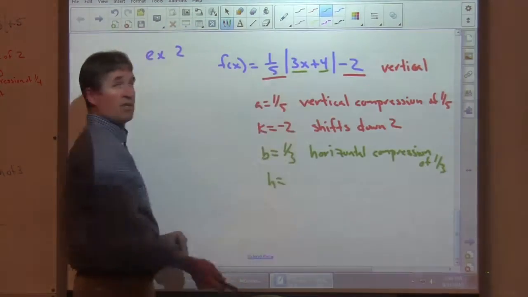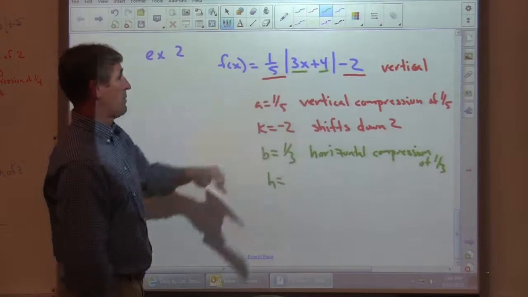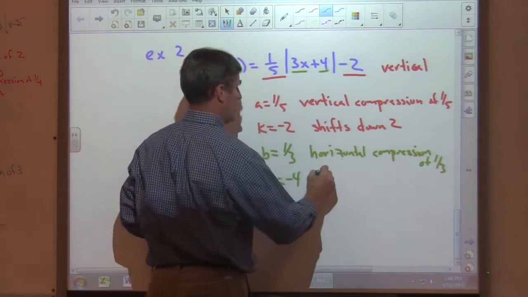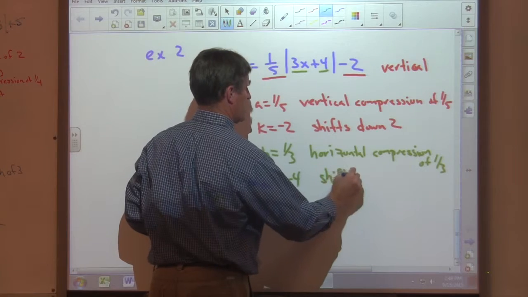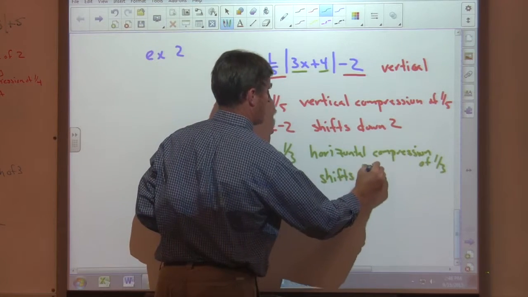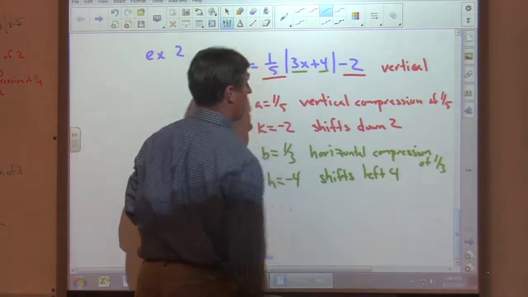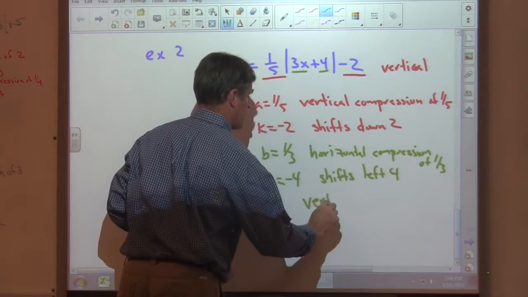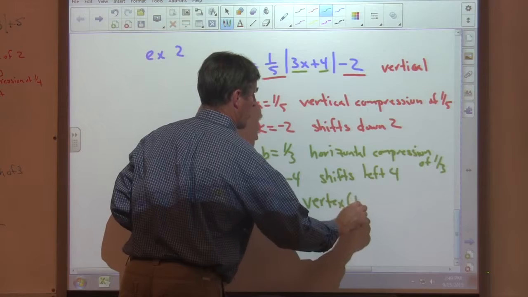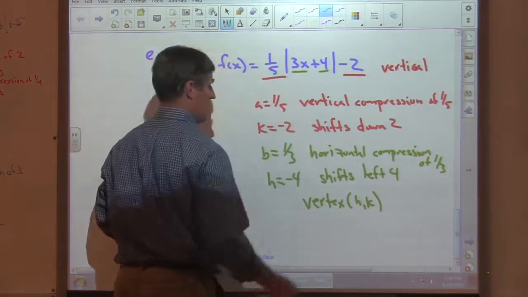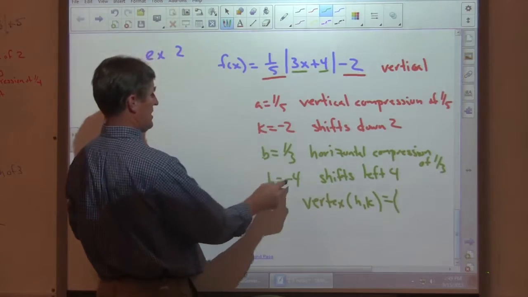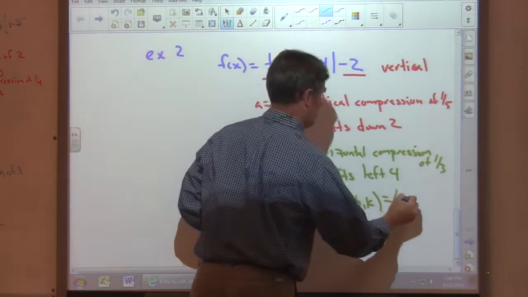And the last thing we need to take care of is the 4, which is our H value. Again, it's inside, so it's the inverse of what it says. The opposite of plus 4 is negative 4. So that would be shifts left 4. And if they ask for the vertex, remember the vertex is always HK. And so in this case, my vertex would be at negative 4 and negative 2.